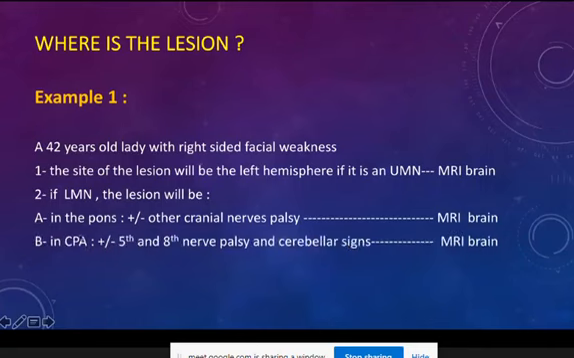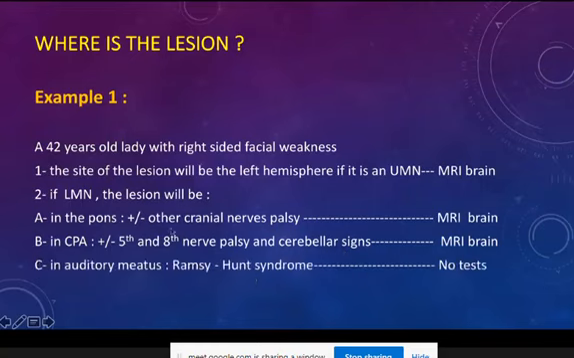If the lesion is in the cerebellopontine angle, same lady with facial weakness, but she has involvement of the fifth and eighth cranial nerves. She's deaf in the ear, and she has evidence of trigeminal neuropathy, plus cerebellar signs. In this case, I will do an MRI scan. I would say most likely the lesion is in the cerebellopontine angle. Why did I not say the lesion is in the pons? Because in a cerebellopontine angle lesion, I will find fifth and eighth nerve palsy with cerebellar signs.